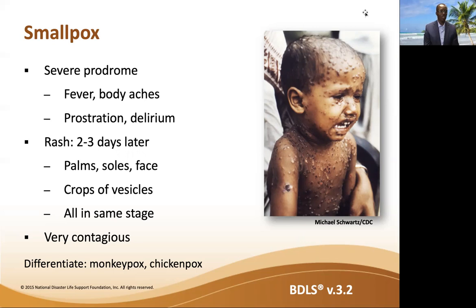The rash will scab over in 1 to 2 weeks. The scabs actually contain live smallpox virus and can be a reservoir for additional infections. It is important to differentiate from other pus-producing lesions such as chickenpox and monkeypox.